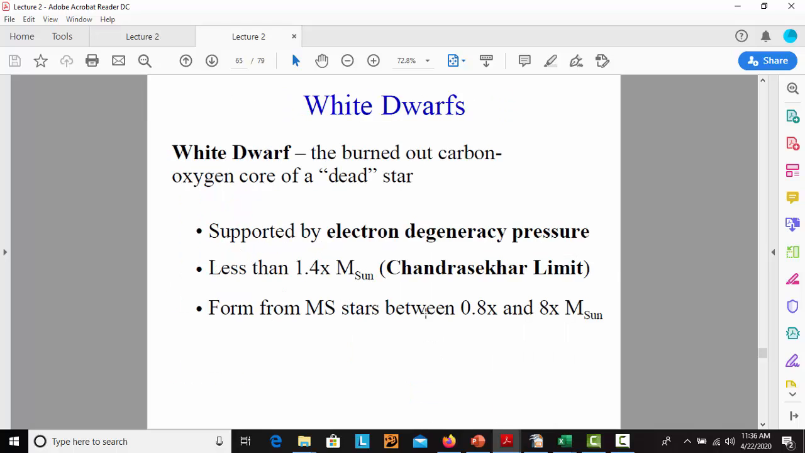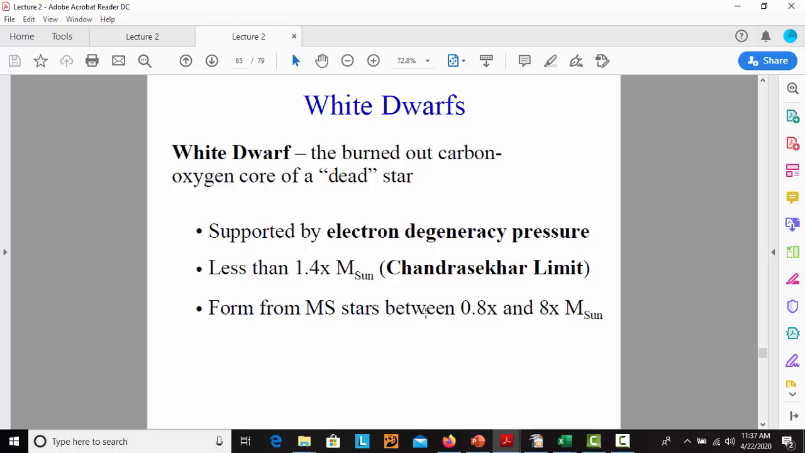The white dwarf is the burned out carbon-oxygen core of the dead star, and it's supported by something called electron degeneracy pressure. So this is the idea. Remember before, we had hydrostatic equilibrium: there was fusion going on, it was really hot, pressure would push out, and gravity would pull in. Now in essence we get so close that the electrons are actually pushing against one another. That's called electron degeneracy pressure.